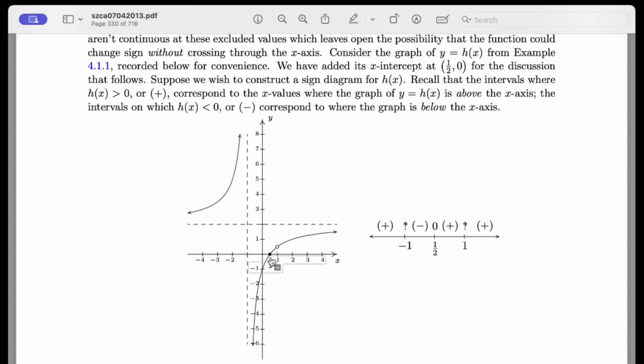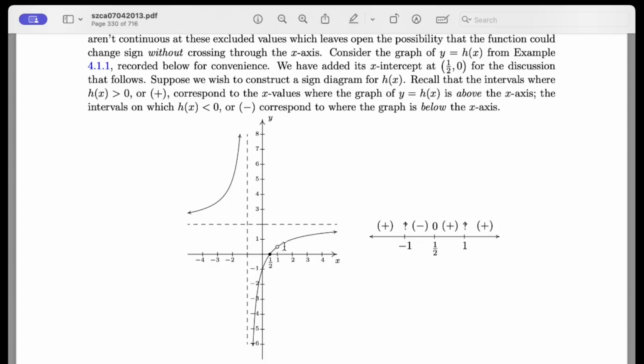Now, in fact, the sign does change. You see how we go from below the axis to above the axis at the 0? And at the vertical asymptote, the sign does change. It's going towards plus infinity to the left of the vertical asymptote, although on the right side of it, it's heading towards negative infinity. So the sign is changing a lot. At the hole, nothing happens. It's positive to the left of the hole. It's positive to the right of the hole.